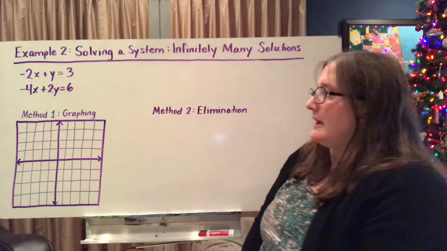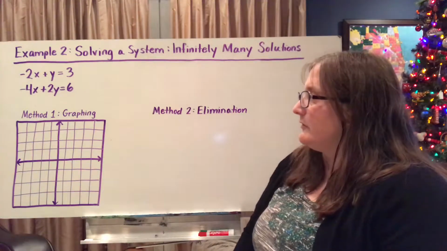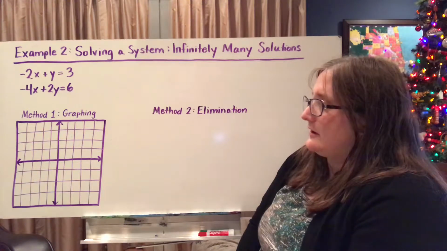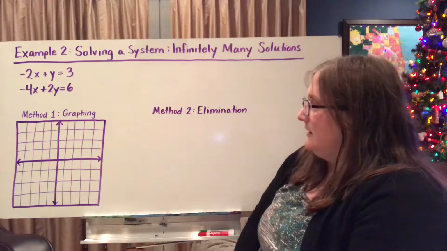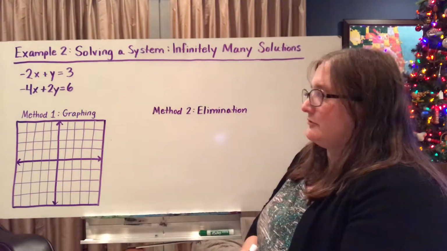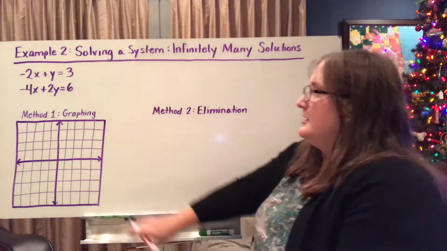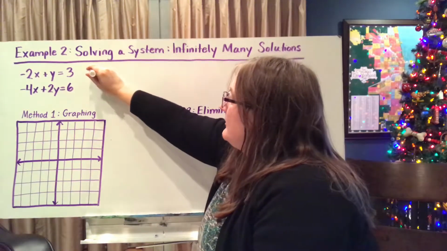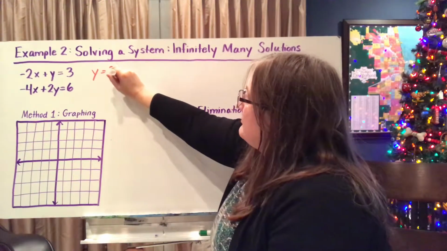All right, let's take a look at another system. Here we have negative 2x plus y equals 3 and negative 4x plus 2y equals 6. I'm going to change these so that they're in slope-intercept form, so they're a little bit easier to graph. For this first one, I'm going to add 2x to each side, and I will get y equals 2x plus 3.